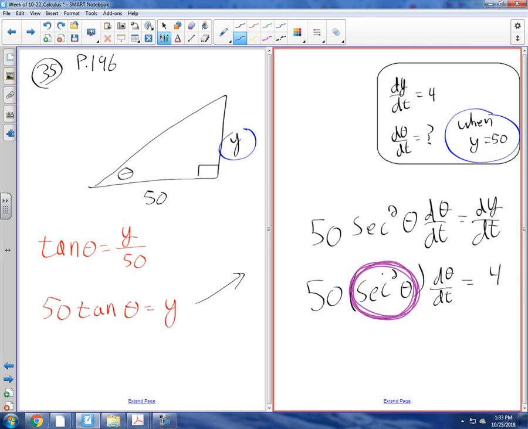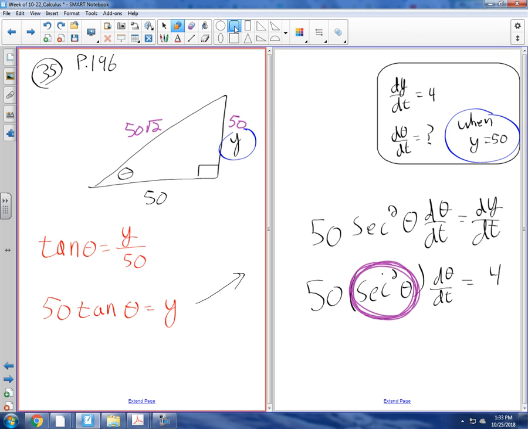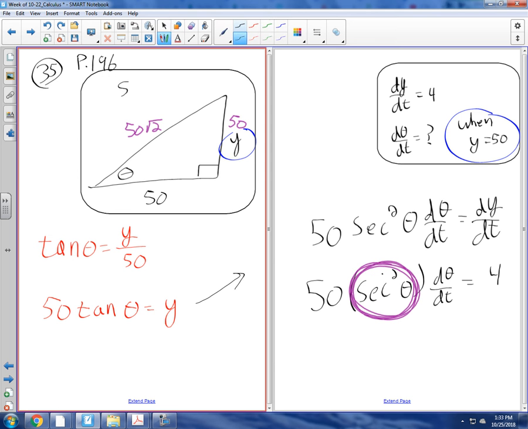Now we could put the 50 on, Emma. At this point, I would be cool with that, because now we're looking at a fixed triangle, and this is 50 root 2 by special right triangles. So what is secant of theta going to be in this triangle, in this world, right now? Right, so secant is hypotenuse over adjacent. So hypotenuse is 50 root 2 over 50. So secant of theta is equal to just square root of 2.